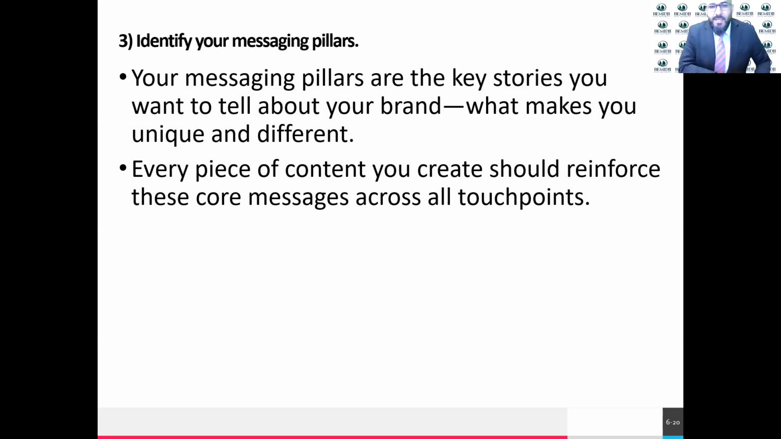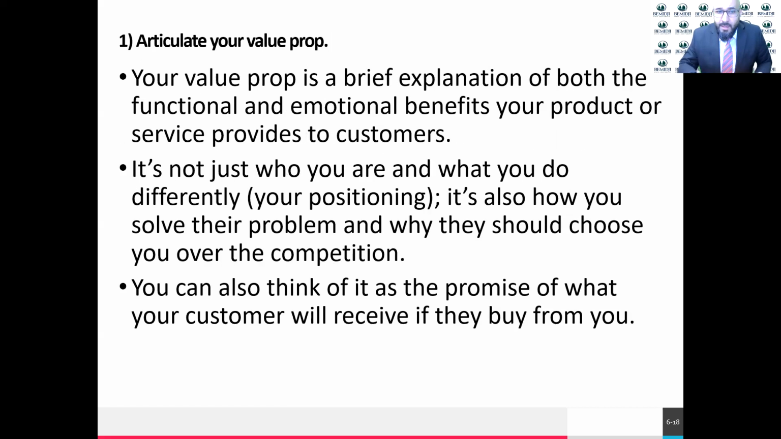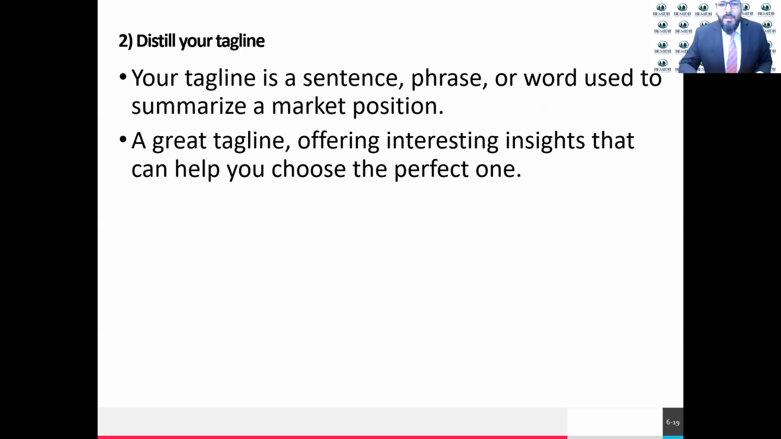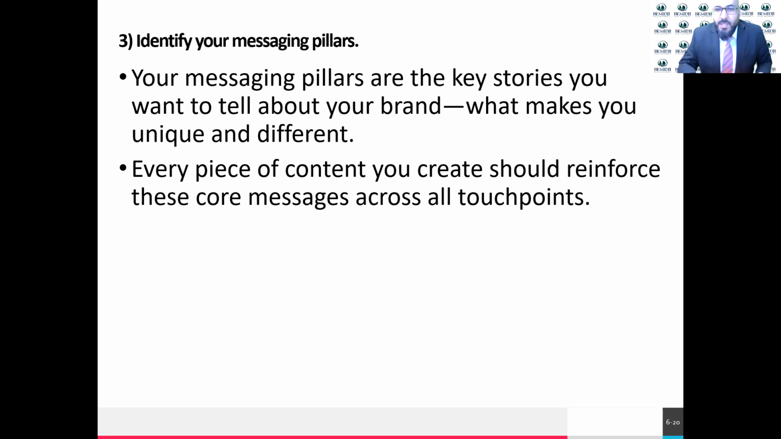So now we're going to tell some messages that will tell people why you're different, and how it will be if they choose your service versus your competitor. So these are the messages that we need to talk about. Again, starting with number one, create the value prop, which is a brief explanation about the functional and emotional benefits. Tagline is just a one-sentence phrase or word used to summarize the market position. And number three is tell the stories, why you are unique and different, how you are different from other competitors.